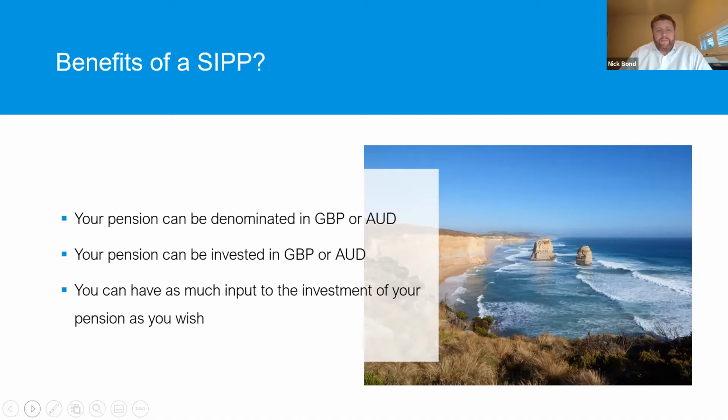You can have as much input into the investment of your pension as you wish. So you might say, I'm really cautious, or I'm really aggressive, or I want to try and generate 6% returns a year. You might have a specific investment goal that you wish to reach. So a self-invested personal pension gives you what we call open architecture to be able to choose from a great deal of investments.